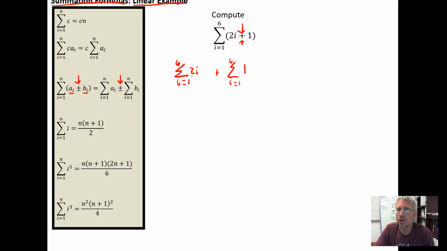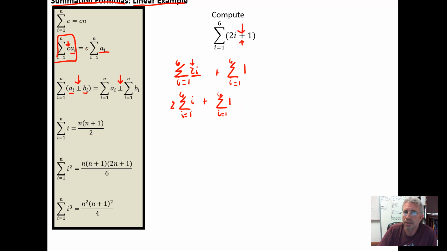And then I want to focus in on this one. This corresponds to this summation formula here, where it says if I have a constant times an index variable, the constant can be factored out of the summation. So we get the constant times the sum of just the indexed variable. So this 2, which is a constant, can be factored out of the summation. So this is 2 times the sum from i equals 1 to 6 of i, plus the sum from i equals 1 to 6 of the constant 1.